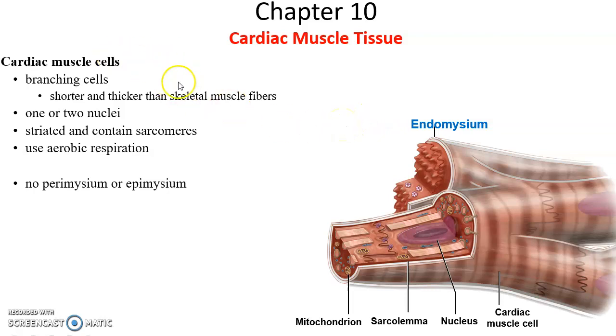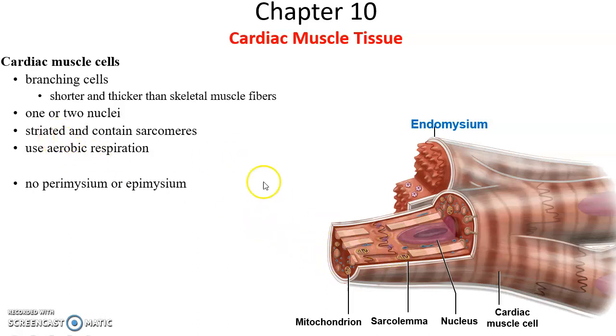Cardiac muscle cells are much shorter than skeletal muscle fibers, and they often branch so that they have little branches coming off of them. They're shorter, thicker, and they branch. Cardiac muscle cells tend to have only one, sometimes two, but usually one nucleus per cell. They do possess the striations, though.